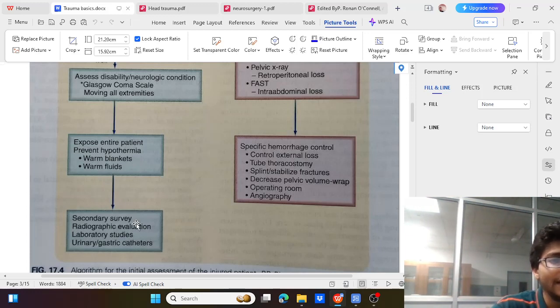We'll do the secondary survey. If needed, some more evaluation, radiographic, that is the whole body CT scan, blood tests, and urinary and gastric catheters as required. If we have found anything, then we can try to control hemorrhage by various methods like controlling external blood loss, tube thoracostomy, which we have discussed. If there is any fracture of the lower or upper limb, then we'll splint and stabilize it, then decrease pelvic instability by putting a pelvic binder, that is, decrease the pelvic volume by a wrap. Then if he needs an operation, we'll take him to the operating room, or to interventional radiology for angiography if required.